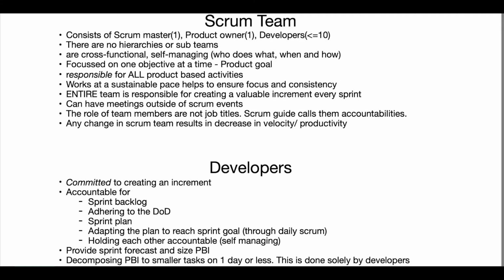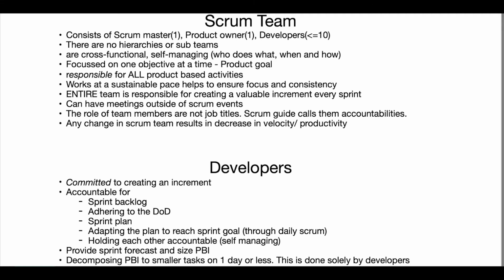The team can have meetings outside of Scrum events. The role of team members are not job titles. Scrum Guide calls them accountabilities. Any change in Scrum team results in decrease in velocity or productivity.